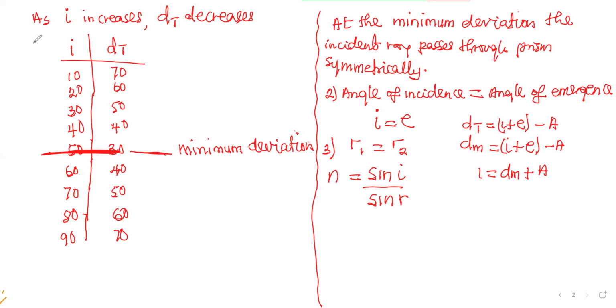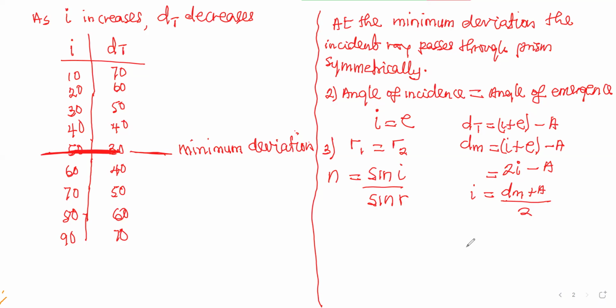At the minimum deviation, because I is equal to E, because the angle of incidence is equal to the angle of emergence, this will become 2 times I. We will only have an incident ray, not different I and E. They will be the same. So when we make I the subject, we have I being equal to D minimum plus A all over 2. Then at the minimum deviation, R1 is equal to R2.